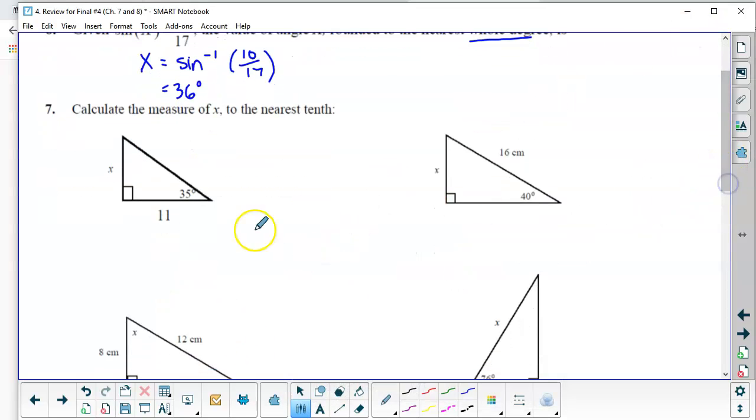Okay, measure of x in each of these. So we want to label our triangle sides. So this is your hypotenuse. It's opposite the 90. The side opposite 35 is x. The side adjacent to 35 is 11. So we want to find the opposite, and we know the adjacent. That's tan.